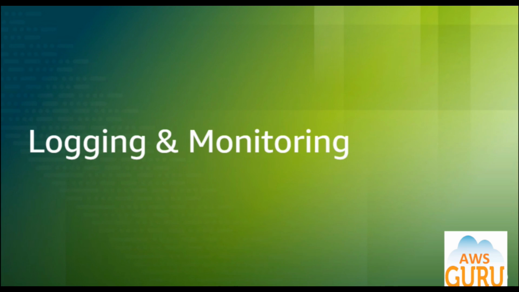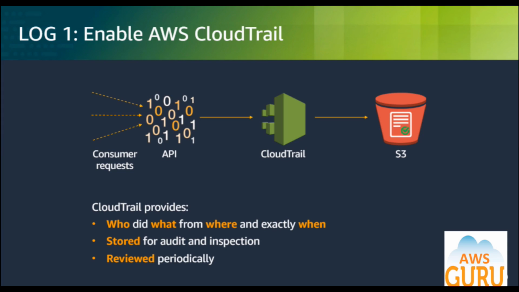Let's take a look at some simple best practices for logging and monitoring that can really raise the bar. AWS CloudTrail is a service that enables governance, compliance, operational auditing, and risk auditing of your AWS account. With CloudTrail, you can log, continuously monitor, and retain account activity related to actions across your AWS infrastructure. CloudTrail provides event history of your AWS account activity, including actions taken through the AWS Management Console, AWS SDKs, command line tools, and other AWS services.